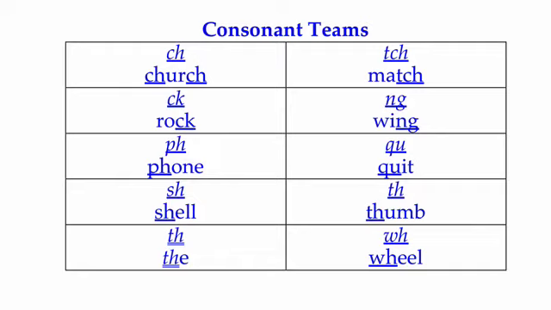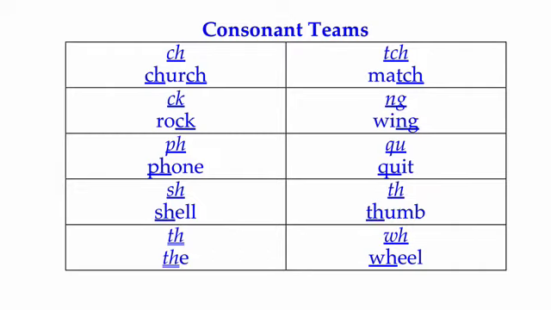SH represents the sound sh, as in shell. TH can represent one of 2 sounds. When it represents its first sound, underline it once. When it represents its second sound, double underline it. The first sound for TH is th, as in thumb. The second sound for TH is th, as in the.